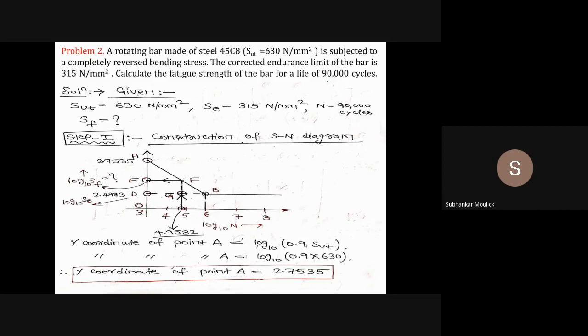Is it clear to all of you? This 90,000 cycles is your N. It is not log base 10 N equal to 90,000. This is wrong. Only N is 90,000. Is it clear to all of you? Yes, sir. Clear, sir. Fine. Okay.